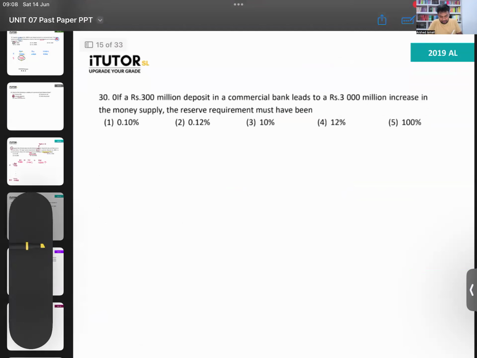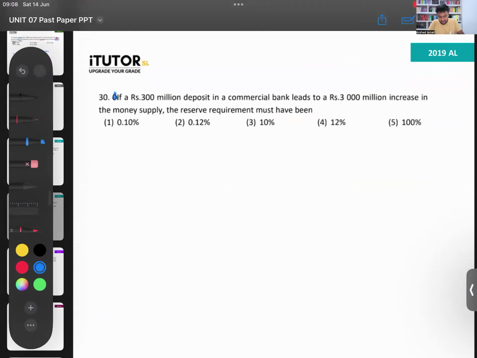2019, there's another one. They're saying, if a 300 million deposit in a commercial bank leads to a 3,000 million increase in money supply, the SRR would have been. What do you think? A 300 million deposit leads to a 3,000 million increase in money supply.